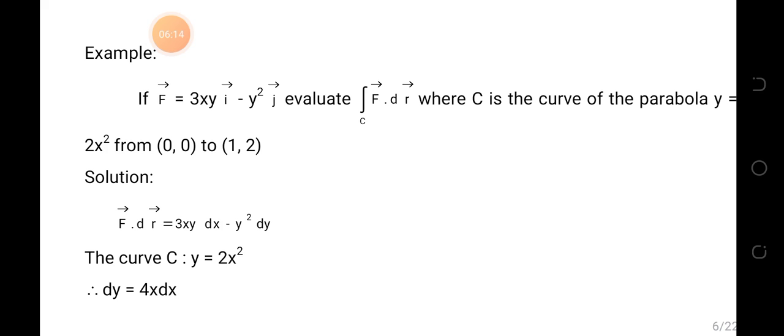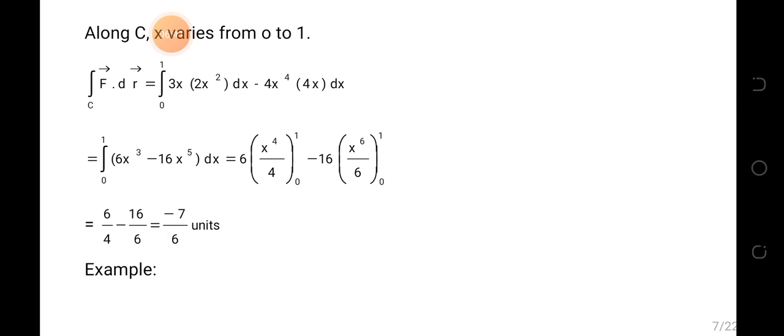So now the solution. First you have to calculate what is F vector dot dr vector. When you do the dot product of both vectors, you get the final answer without the i vector and j vector. And then the curve, we know that y is equal to 2x square. You have to differentiate with respect to x. Therefore, you will get dy by dx equal to 4x. So bring the dx to this side, and you get the value.